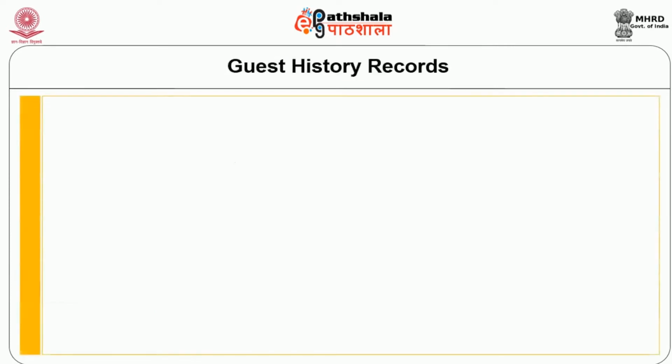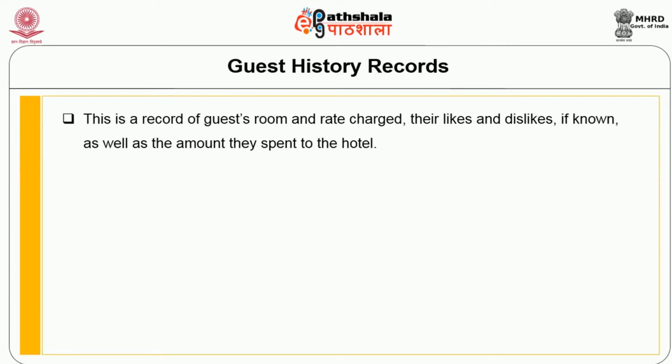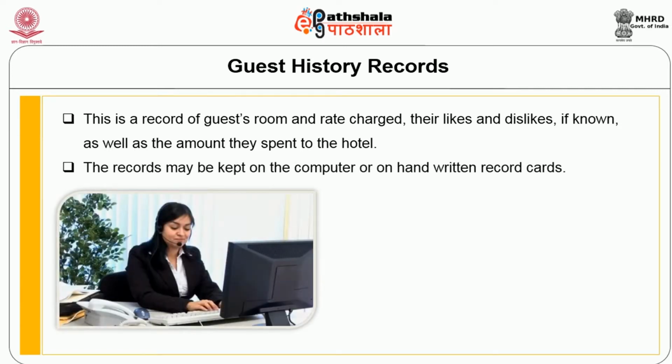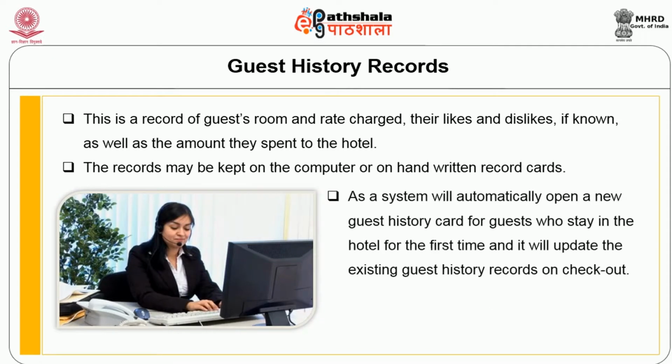Next is guest history records. This is a record of the guest's room and rate charged, their likes and dislikes if known, as well as the amount they spent at the hotel. The records may be kept on the computer or on handwritten record cards.